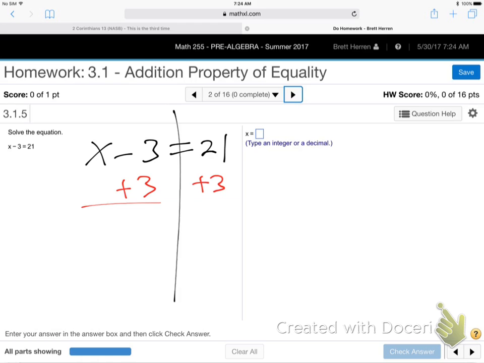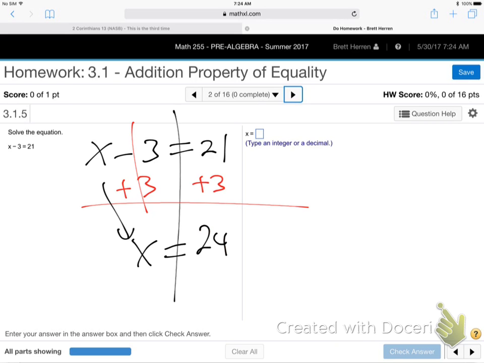Got to add 3. See how we're always doing that? That way these guys will cancel and x will get his wish. He will be alone. You always do the opposite of whatever's next to x, and you do it to both sides because you got to keep the balance. An equation is a system in balance. They're equal. All right, so what do we get then? The x comes down, the 3's are gone. On the left side, what's the other side? 21 plus 3? 24, and we're done.